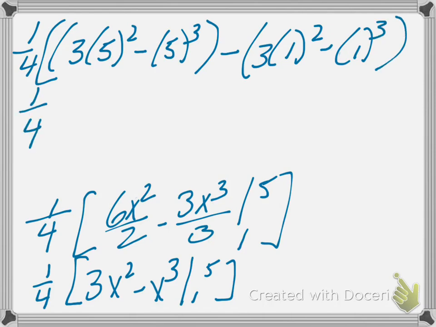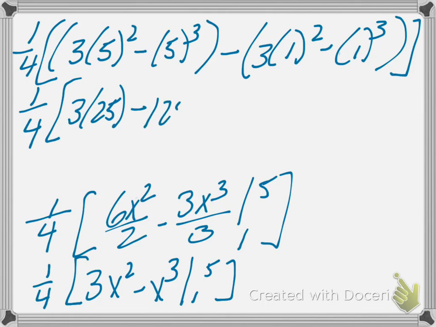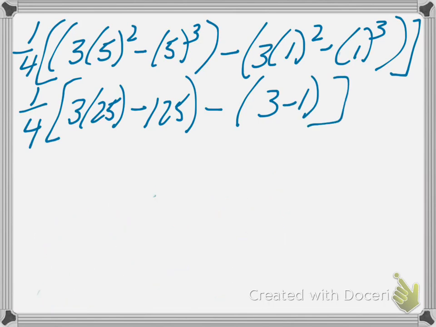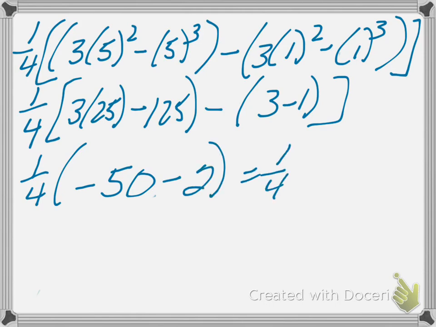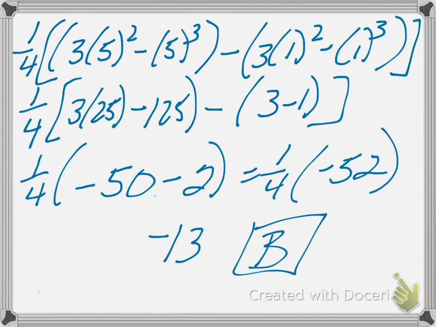Okay, so this gives us 1 over 4. We're going to have 3 times 25 minus 125 minus 3 minus 1. This is just some tedious algebra you have to do. So we're going to get 75 minus 125. That's going to be a negative 50, minus 3 minus 1 is 2. So this gives us a negative 52, and when you divide that by 4, you get negative 13, and that is choice B.